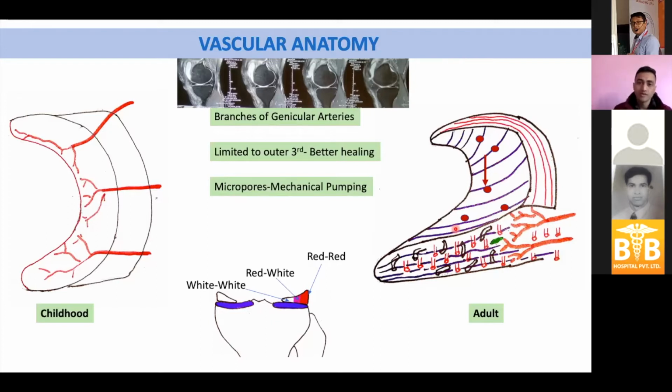So if we exercise, if we keep our joints mobile by jogging or games or whatever means, we're going to aid mechanical pumping of the synovial fluid into the meniscus, and the meniscus becomes healthy. It gets better nutrition. It applies not only to the meniscus, but also to the cartilages.